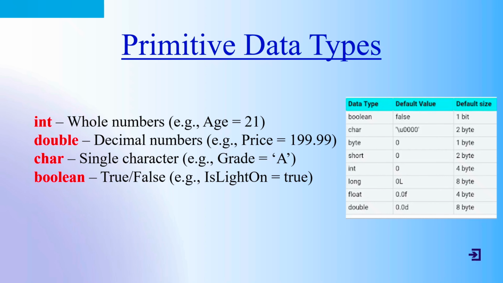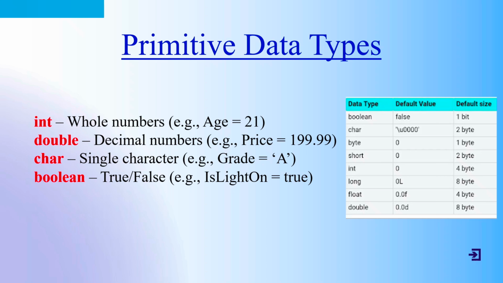First one is int. Int is one of the most basic data types that we use in our program. This stores the whole number, and they are perfect to store counting, scores, or how many times a particular operation has been performed. For example, the age of a person is nothing but a whole number, 21. Now let us try to understand what is double. Double stores decimal numbers like temperature or a price.